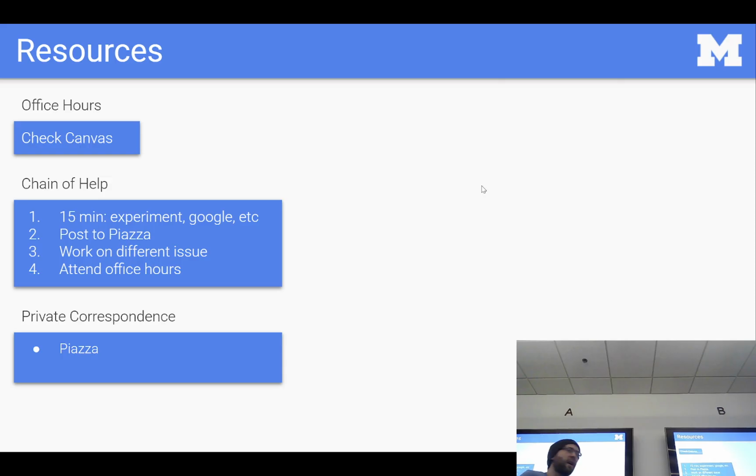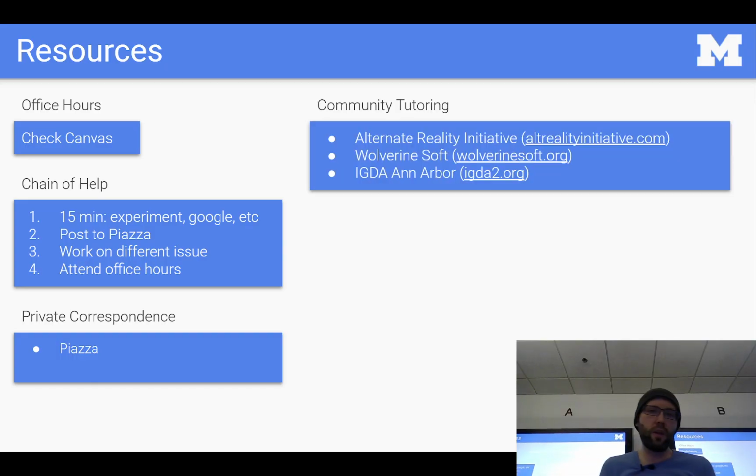For private correspondence, I recommend Piazza, okay? But you can also email me, aarger@umich.edu, if you want to.